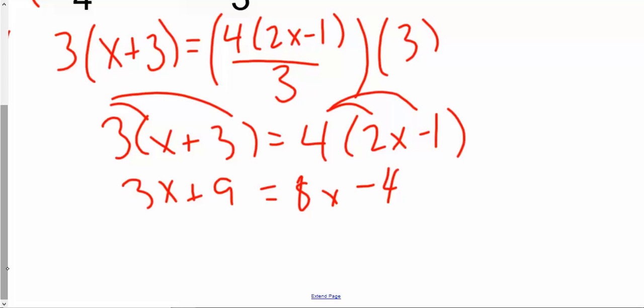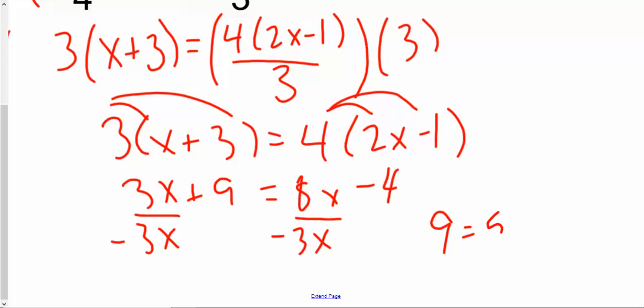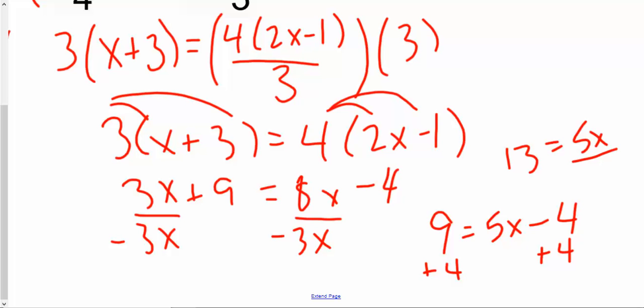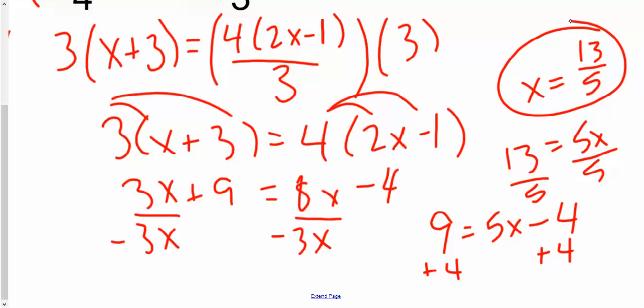Now let's solve this one more time. We're going to say, okay, we have more x's on the right-hand side. So we're going to subtract 3x from both sides. And this gets us 9 equals 5x minus 4. And then we're going to add 4 to both sides and get 13 equals 5x. And then divide both sides by 5 and get x equals 13 over 5. I apologize for kind of writing all over the place, but this gets us x equals 13 over 5.